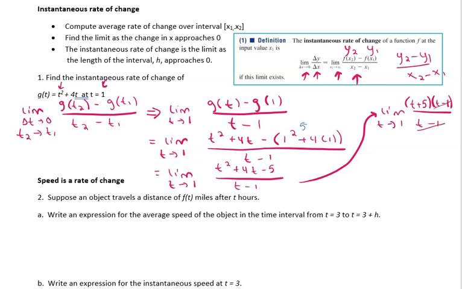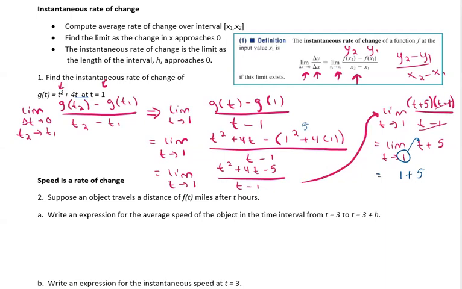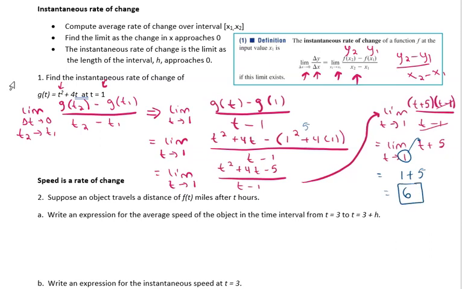Now this and this will cancel. So now we're left with the limit as t approaches 1 of t plus 5. Now we have no more restrictions on our limit. We're not going to be putting in our value and getting 0 in the denominator anymore. So we can go ahead and evaluate our limit. We can put our 1 in for t. And when we do that, we don't write the limit anymore because we are evaluating, we're putting the 1 in. So 1 plus 5 gives us 6. So that means our instantaneous rate of change for g of t equals t squared plus 4t when t equals 1 is going to be 6.